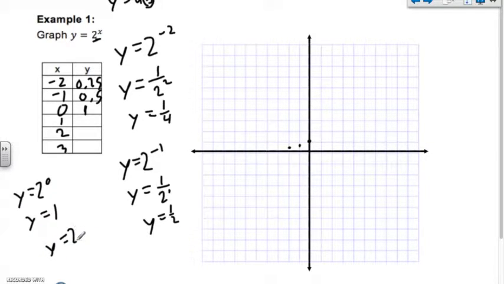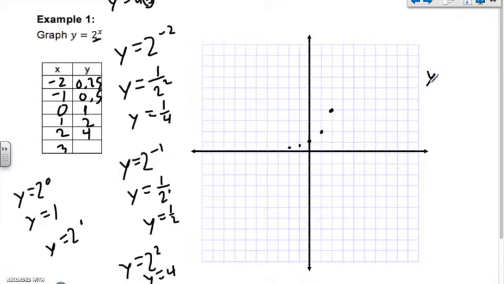y equals 2 to the first power now. 2 to the first is going to be 2. So we're going to have a point at 1, 2. We're going to plug in 2. So y equals 2 squared. So y equals 4. So we're going to plot the point at 2, 4, and you can see we're starting to increase at a faster rate now. That's going to be one of your characteristics of an exponential function, is that it's going to start to increase or decrease pretty rapidly. And I will fill in my chart over here.